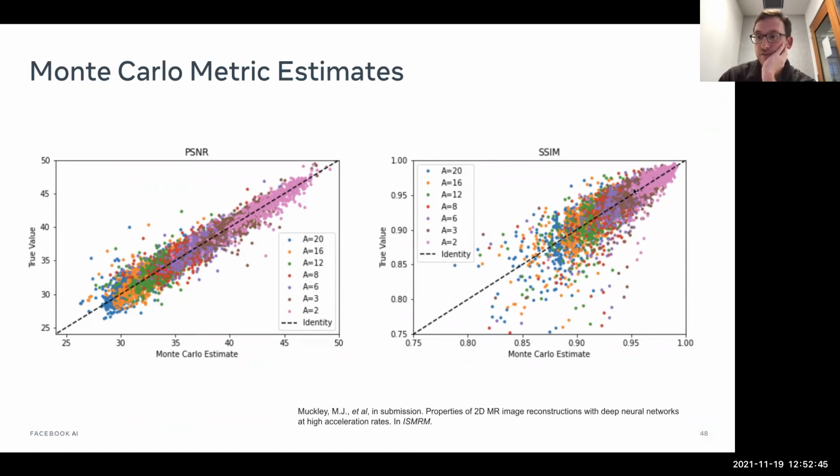And I've also observed in some other work that if you increase the number of parameters you use here, you can get better predictions of SSIM.